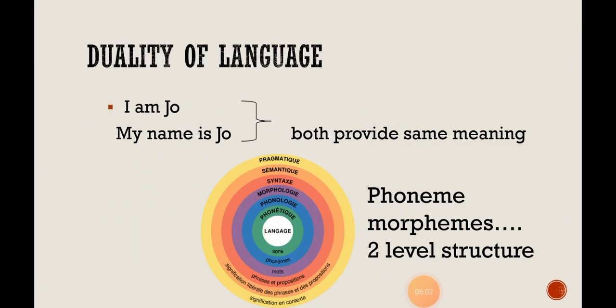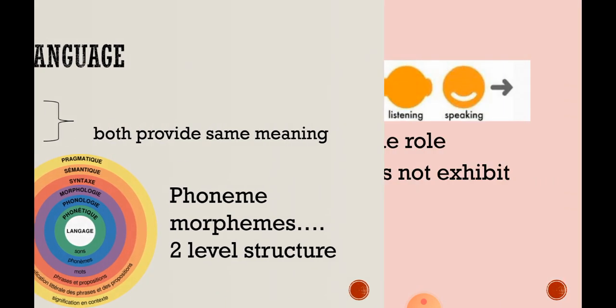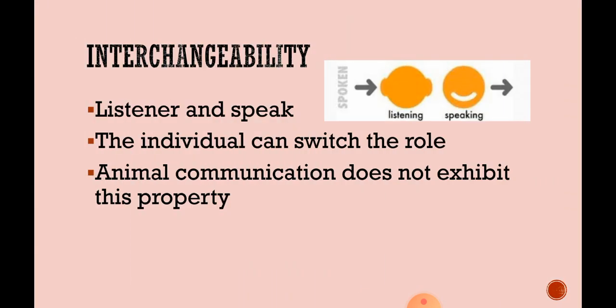Duality of language. Each language has a fixed number of sound units called phonemes, and they combine in a particular manner to form morphemes. So language has a two-level structure or patterning, one of phonemes and another of morphemes. If I say "I am" or "my name is," both bear the same meaning. This is what we call the duality of language. Interchangeability. Any speaker of a language is a listener too. He is theoretically capable of saying anything, and he is also able to understand when someone else says it. This is what we call interchangeability.